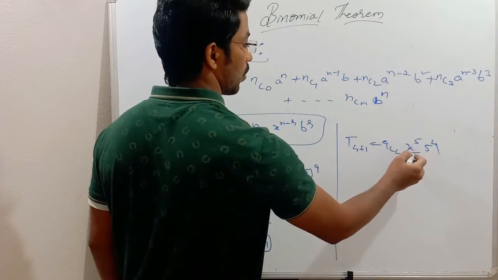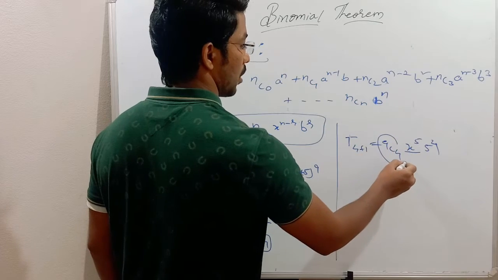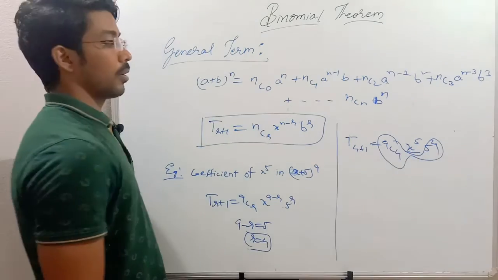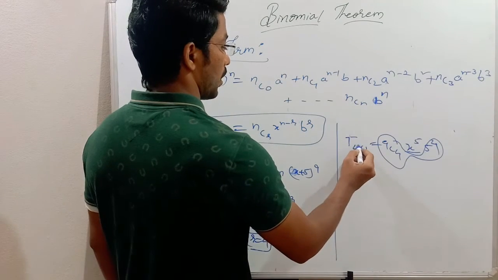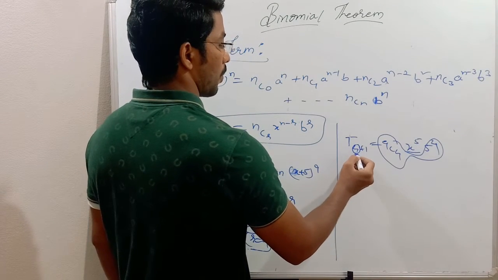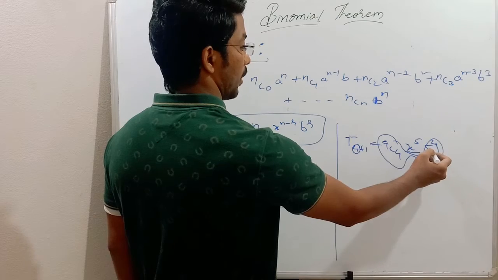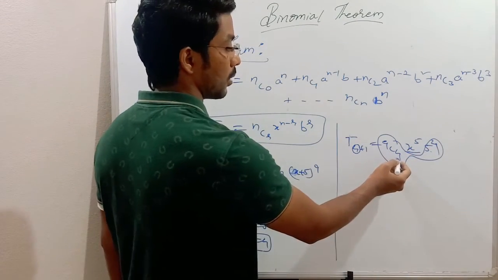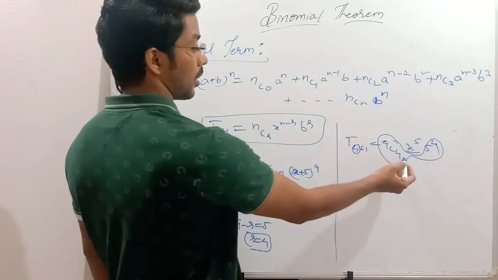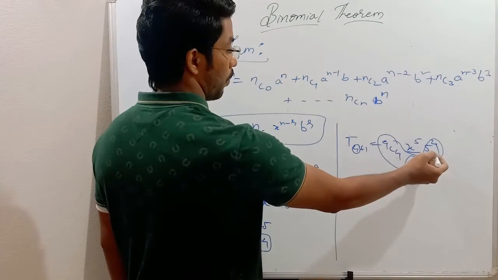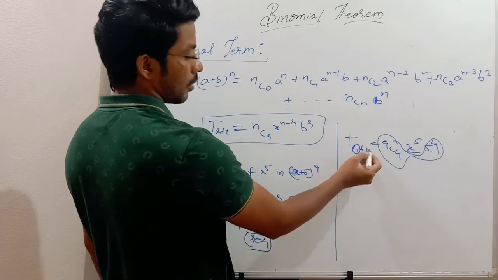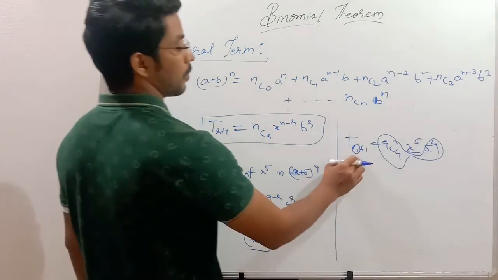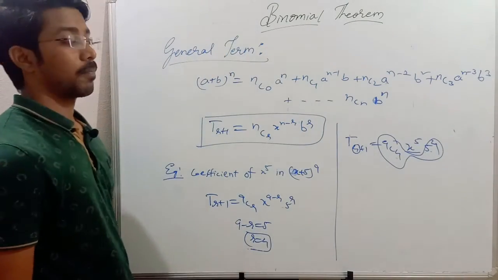So here the coefficient of x^5 is 9C4 into 5^4. Here the power of b, which is nothing but 5, is 4, the same as the term in the r place, which is 4. Similarly, the power of 5 is 1 less than the r + 1 term.